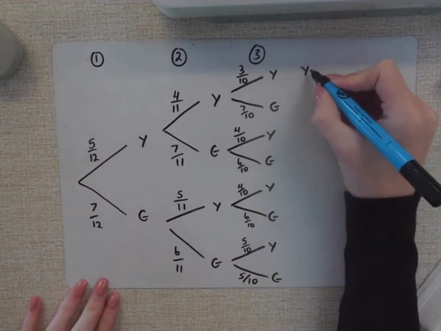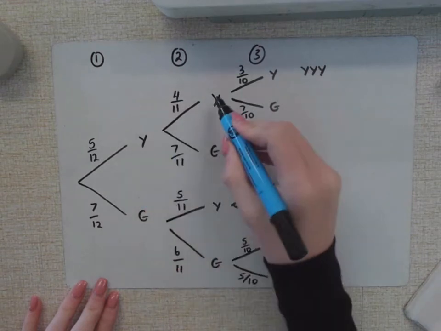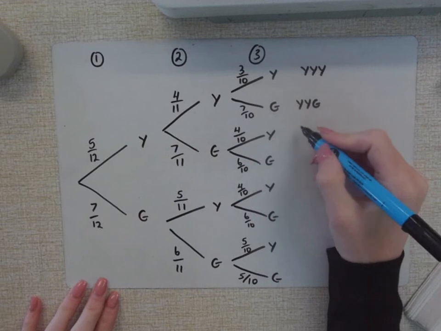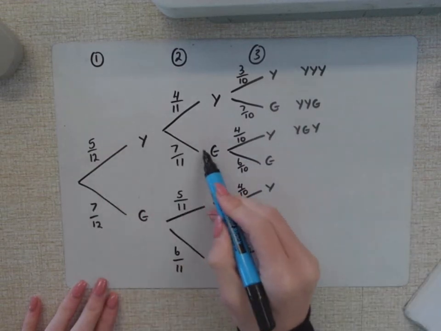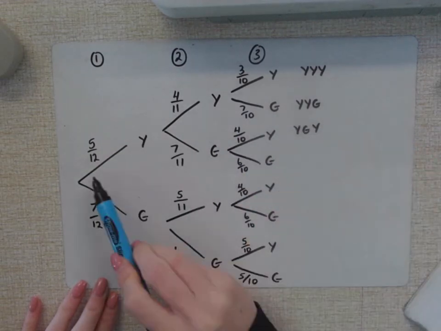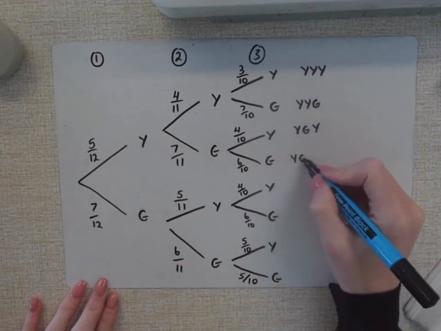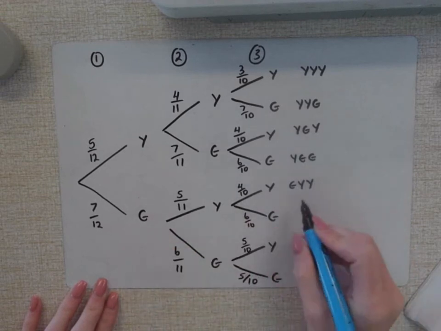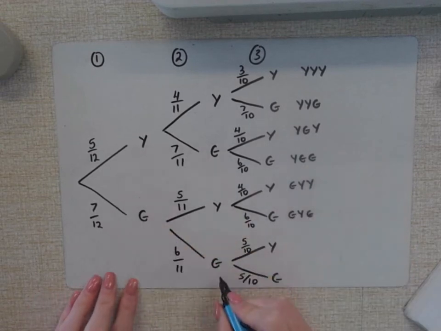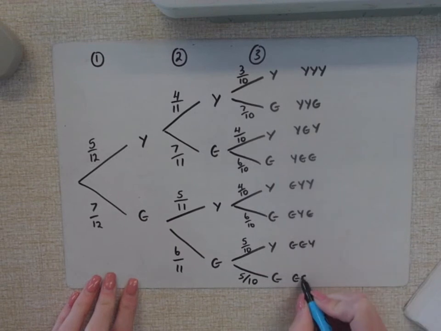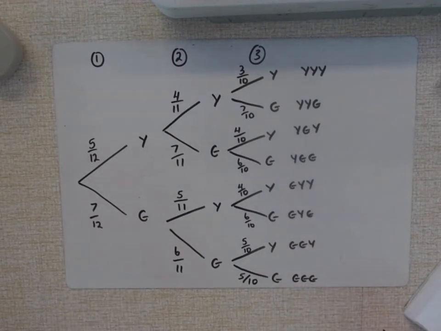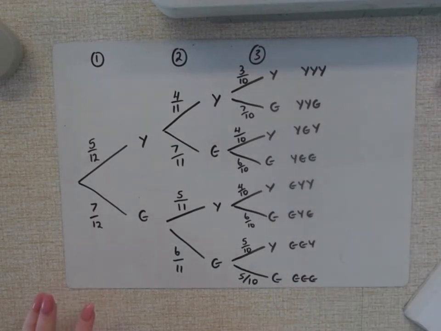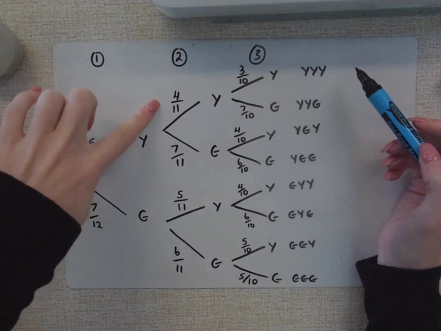So my outcomes are yellow, yellow, yellow. Yellow, yellow, green. Yellow, green, yellow. So you're following it along. Okay, trying to hit each one of these. Yellow, green, green. Green, yellow, yellow. Green, yellow, green. And to get all the probabilities, you would multiply. Okay? So 5 out of 12 by 4 out of 11 by 3 out of 10.